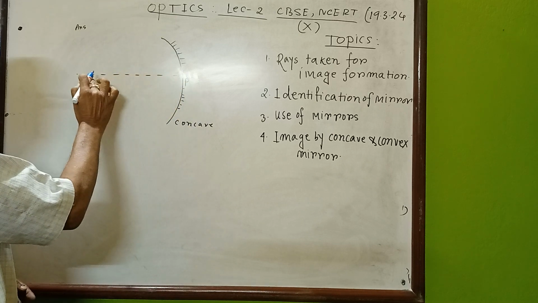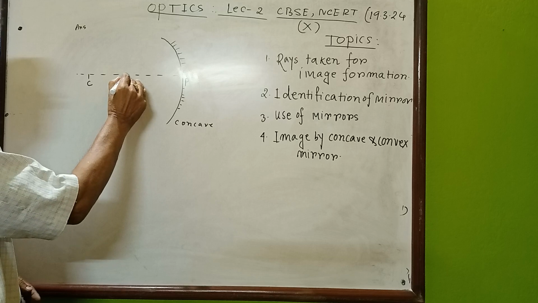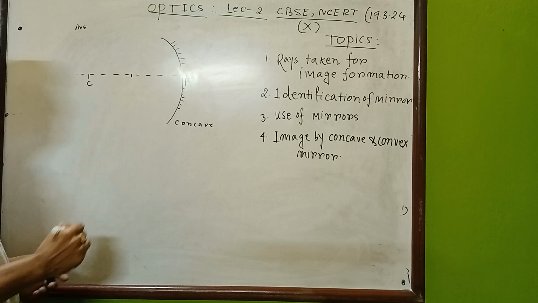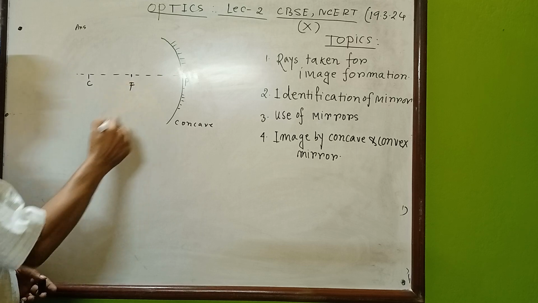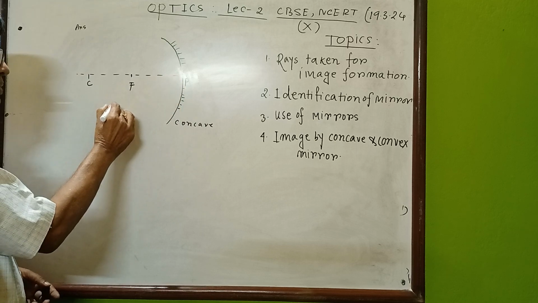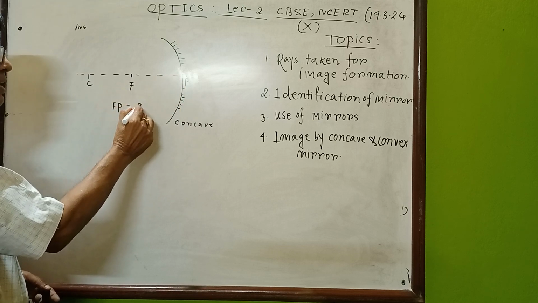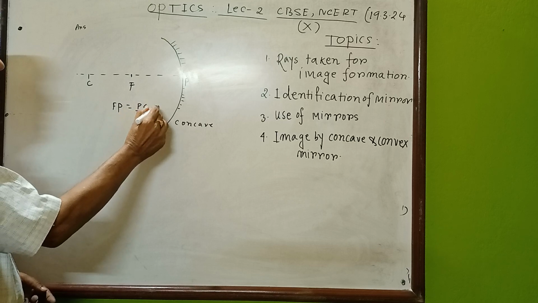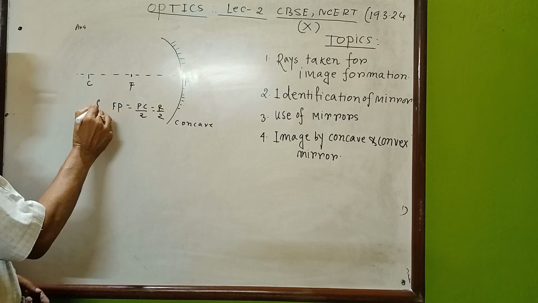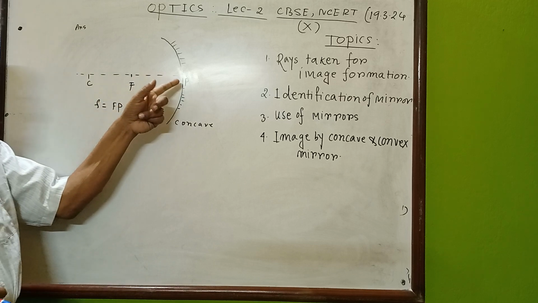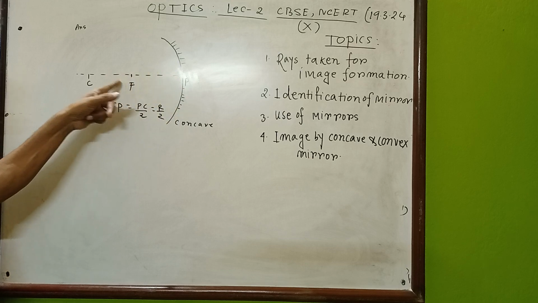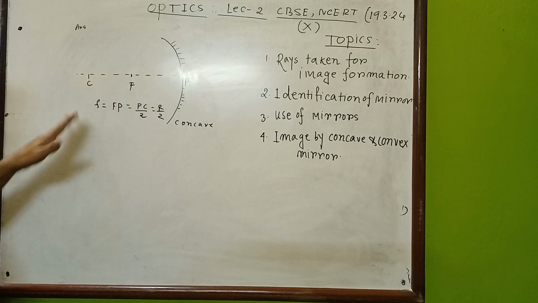Now pole to center of curvature, that is R, and half of this radius of curvature is known as the focal point. So FP will be PC by 2 or R by 2. So focal length FP equals R by 2. I shall prove it later on. So there are 3 points you consider: one is pole, other is focus, second one is center of curvature.